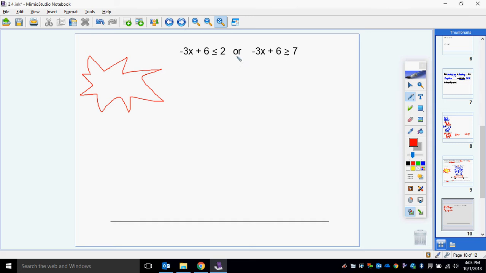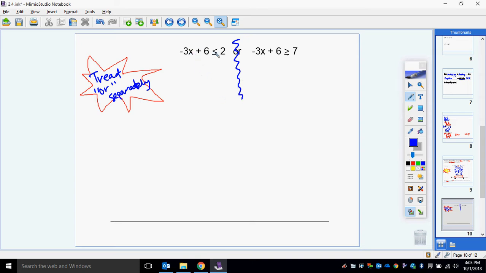Then we have the or compound inequalities. So the or, we're going to treat or problems separately. Okay, so I'm going to solve them as like 2 different inequalities. So you can split it up and just focus on one at a time.